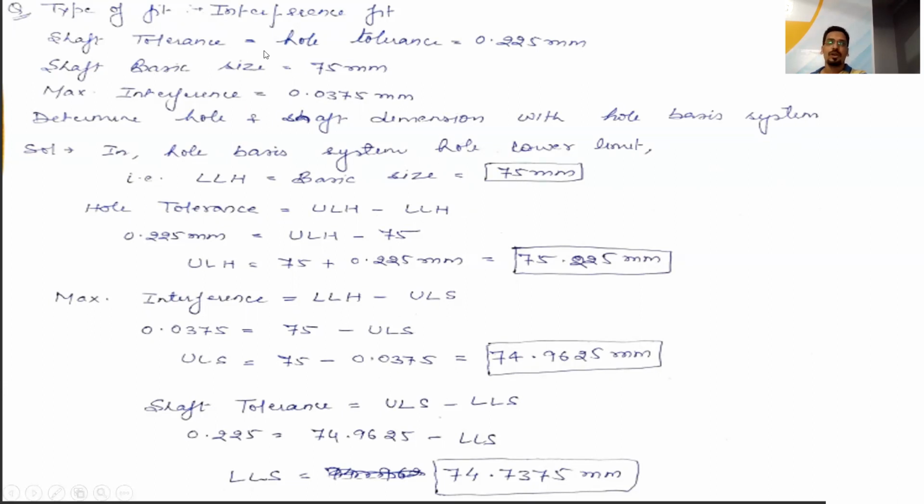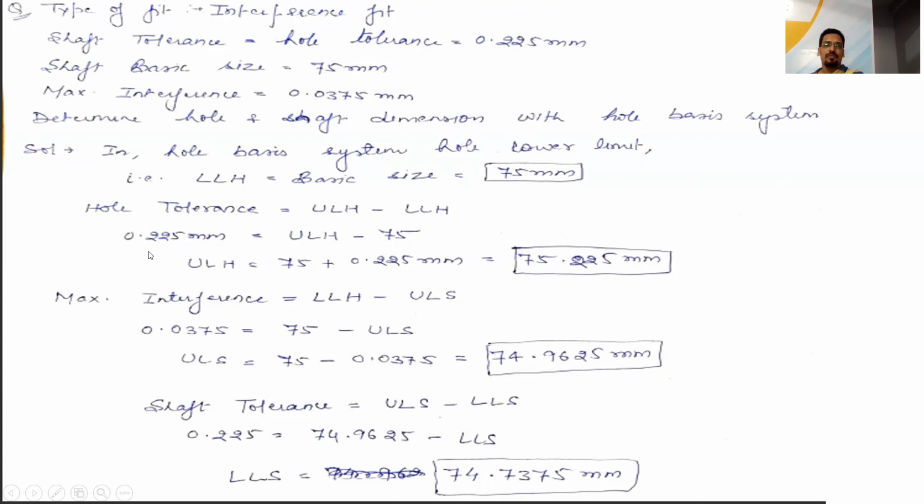Now the hole tolerance is also provided to you, that is 0.225 mm. So tolerance for the hole is given by upper limit of hole minus lower limit of hole, and putting all the values, we have hole tolerance as well as we have lower limit of hole. Hole tolerance is this, and lower limit of the hole is this. So put the value, you will get upper limit of hole is equal to 75 plus 0.225 mm, that will be 75.225 mm. This will be the upper limit of the hole.